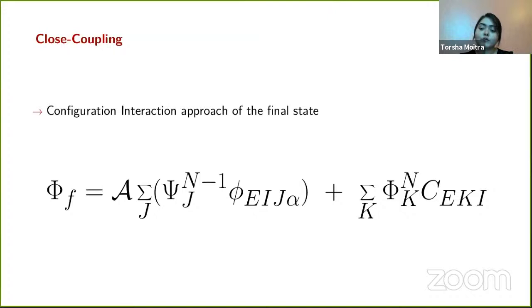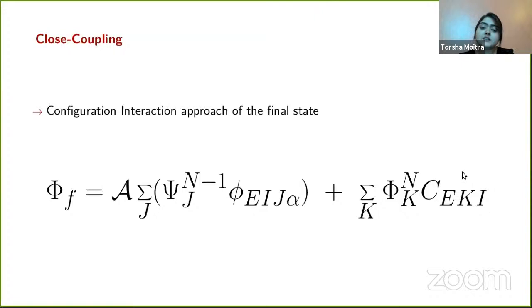This has two terms. The first term is the antisymmetrized product of all N minus one bound electron states accessible at energy E coupled to the continuum wave function phi EI J alpha. The second term is a linear combination of all localized N electron bases with coefficients C, E, K, I. This second term takes care of autoionizing states.